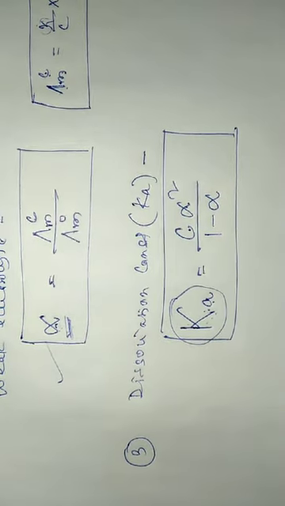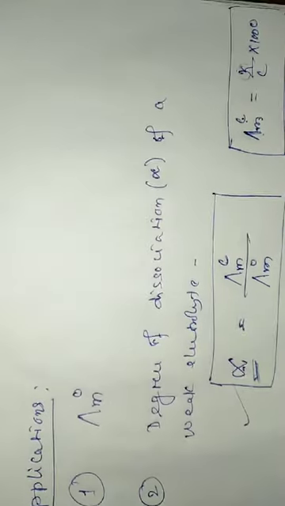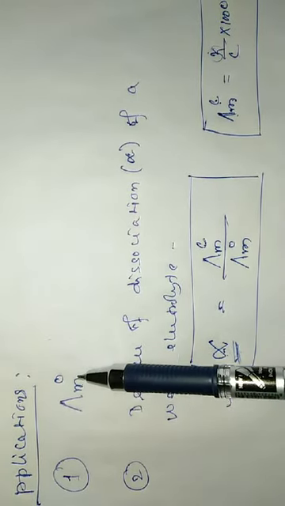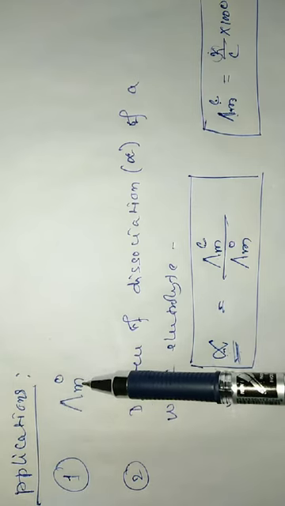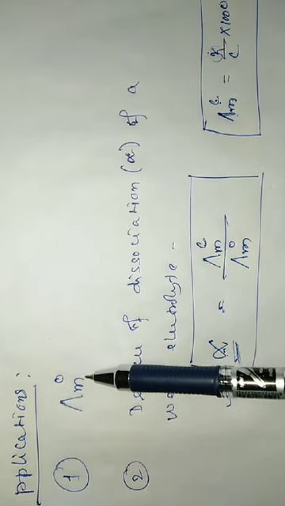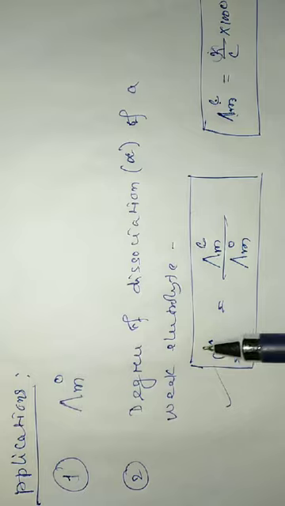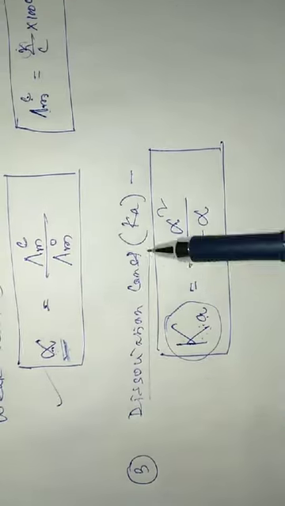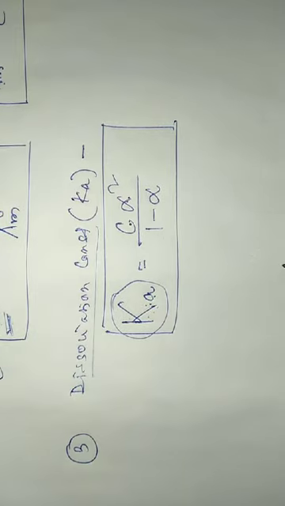So with the help of Kohlrausch's law we can determine the limiting molar conductivity of an electrolyte. We can find out the molar conductivity of an electrolyte at infinite dilution. We can find out the degree of dissociation of an electrolyte. We can find out the dissociation constant of an electrolyte.